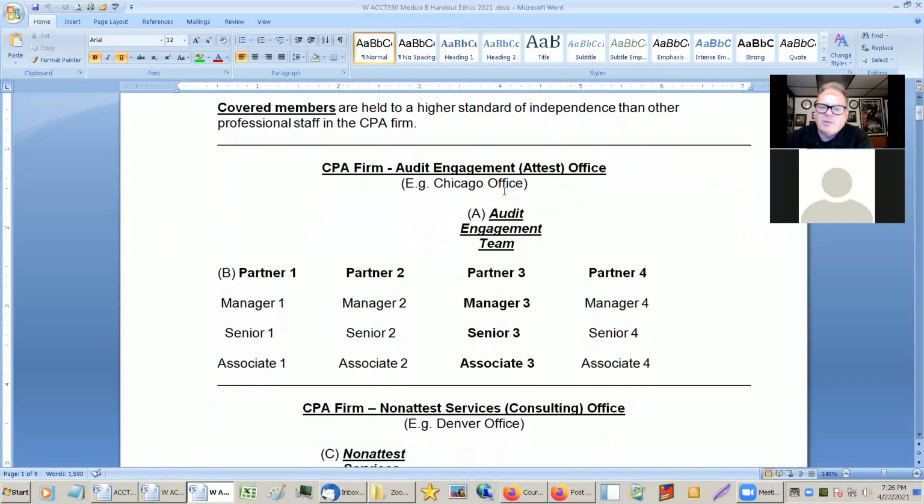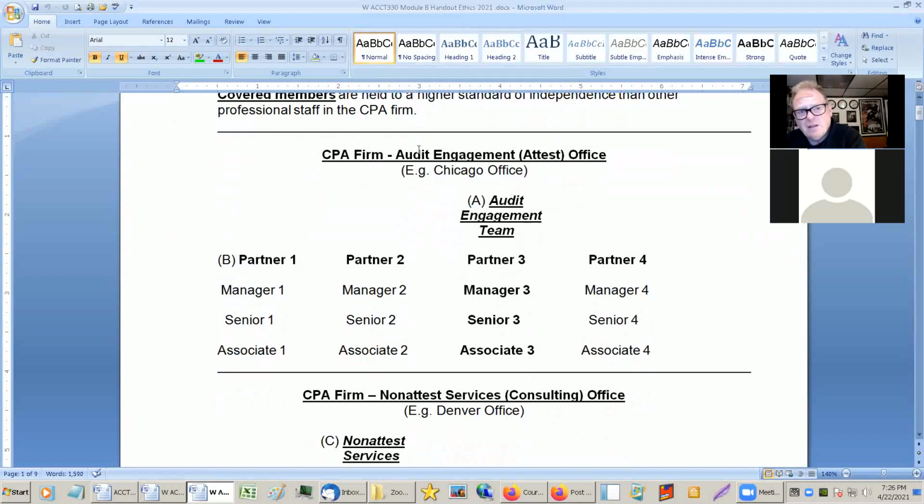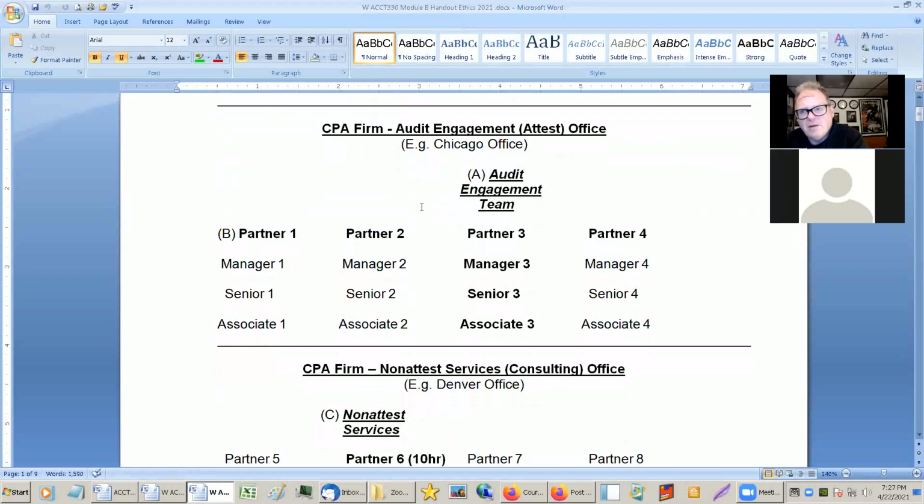Okay, so covered members. Covered members are people that are going to be held to a higher standard in the CPA firm, that they are the ones that are going to have to really be completely independent in both fact and in appearance when they do the audit. So the question is, who is that? Who has to be independent?